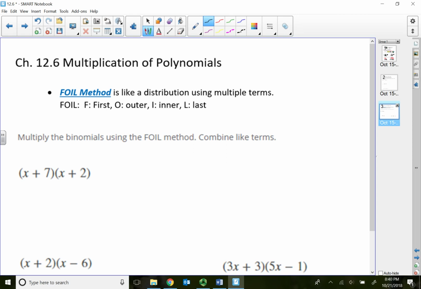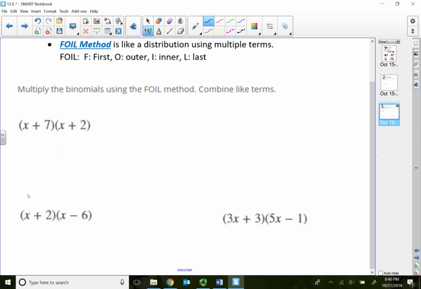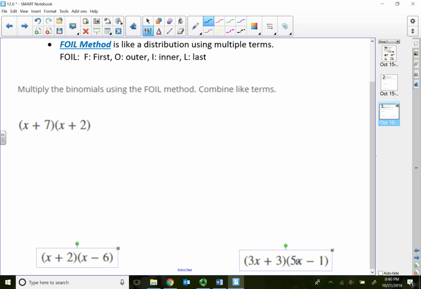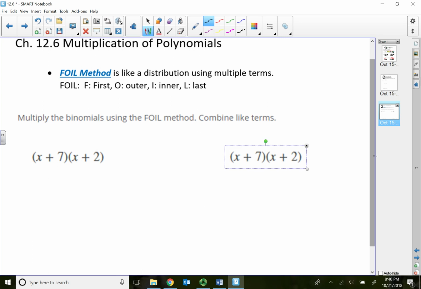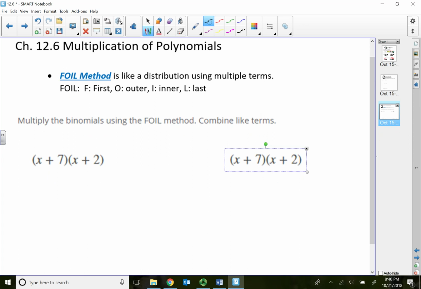Exactly what a FOIL method is, it's basically like a distribution using multiple terms. The F stands for first, O means outer, I means inner, L means last. So maybe if you took an algebra class before in high school, you might have heard of this. To explain the FOIL method, I'm going to copy this very first problem two different times. I'll explain this problem on the left, and on the right side I'm actually going to do the FOIL method. All right, so let's take a look.